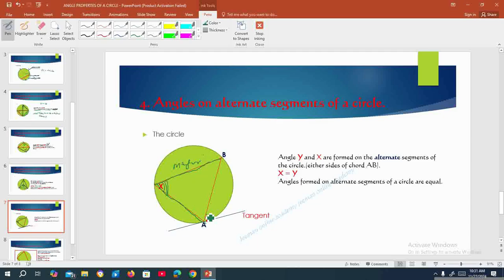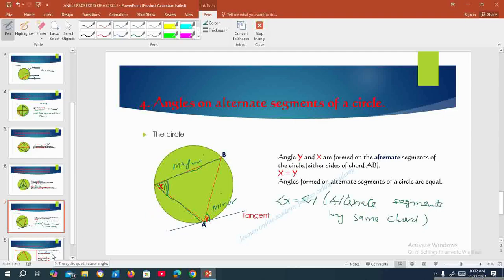Then it is also subtending this angle Y in this minor segment together with the tangent of the circle at point A. So this angle is said to be subtended in the alternate segment to this angle Y, and they are going to be equal. So angle X is the same as angle Y. They are subtended in alternate segments by the same chord. So that's the relationship between the two angles.